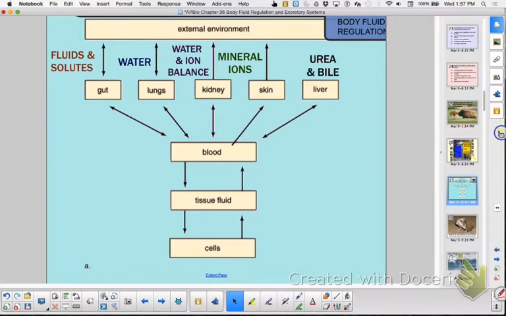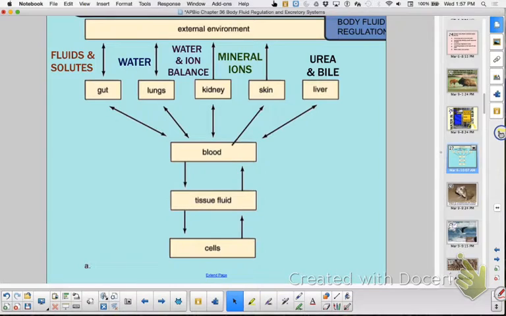So here are some of the different ways that water could move. If you look here, through our gut, through our lungs, every time you exhale, you're exhaling some of that moisture. Our kidneys play a factor in our water and ion balance, the biggest one, and we'll be talking about that in class. Our skin, we lose water, and urea. And we'll break those down for us when we get into the lecture and class.